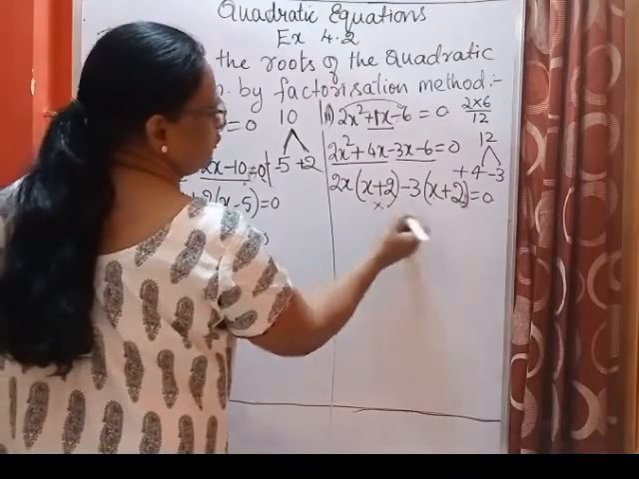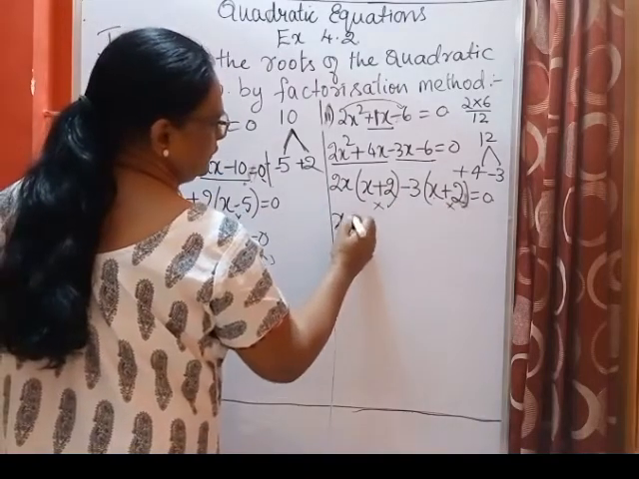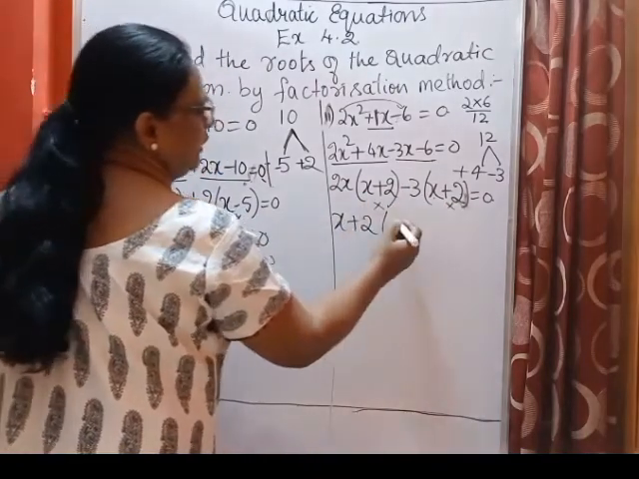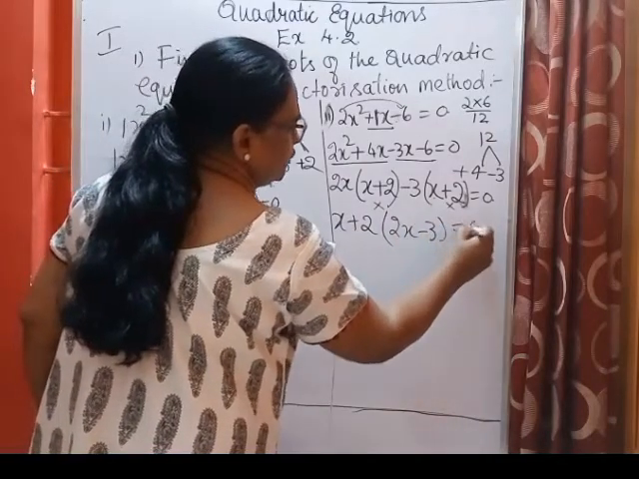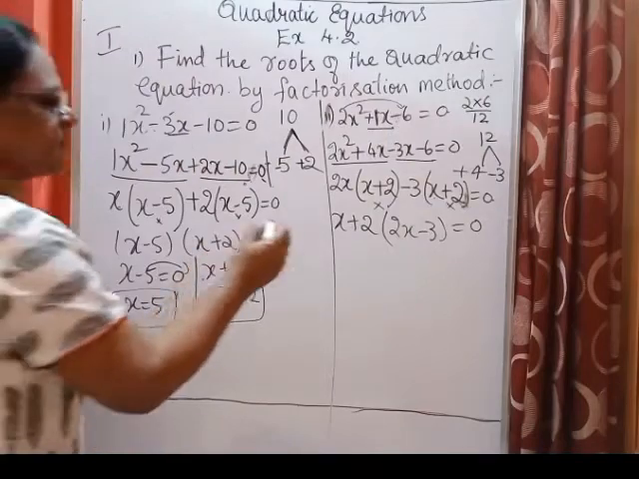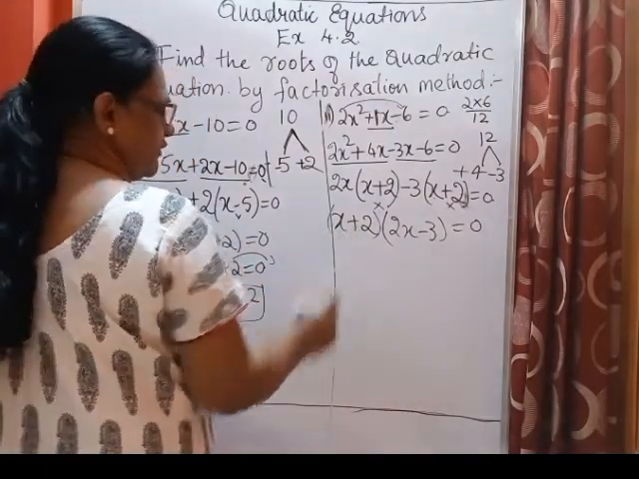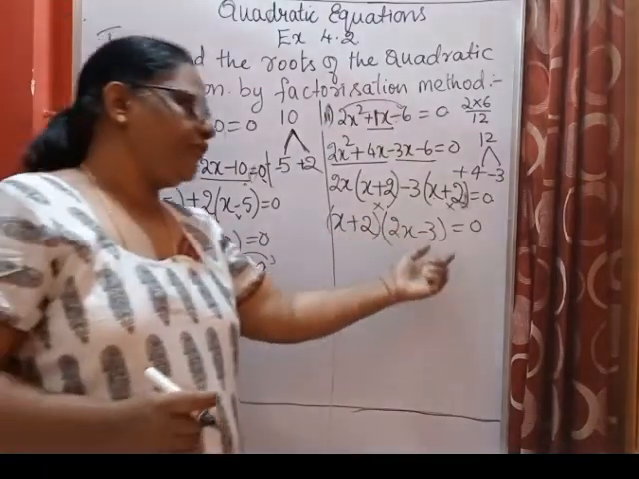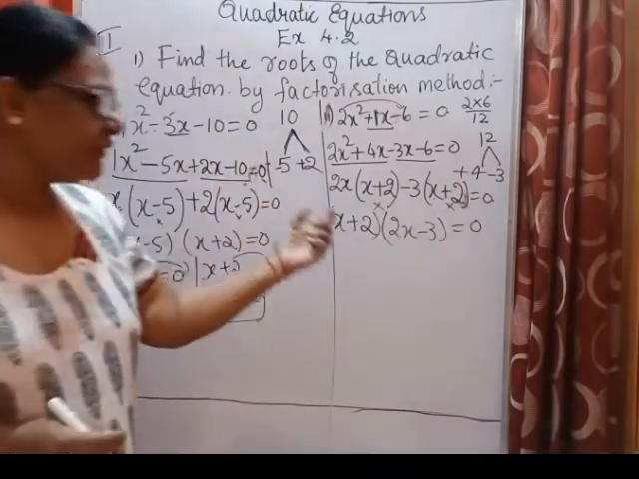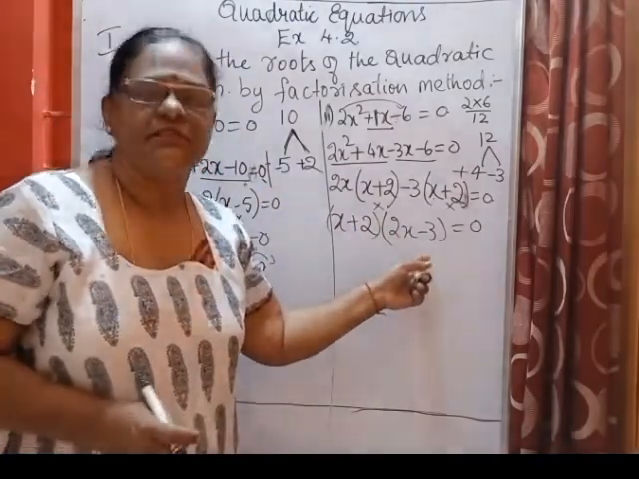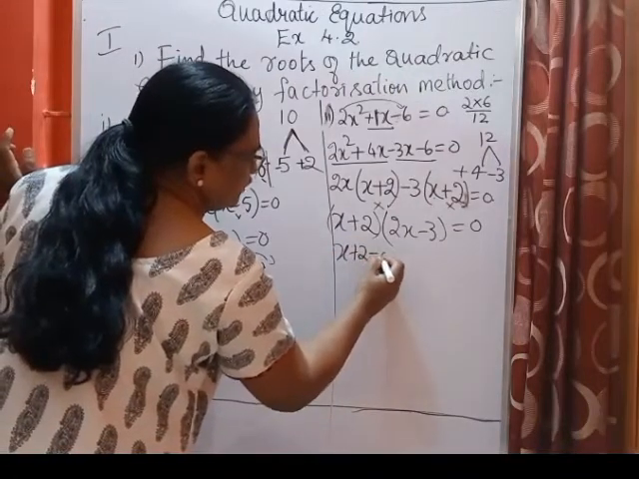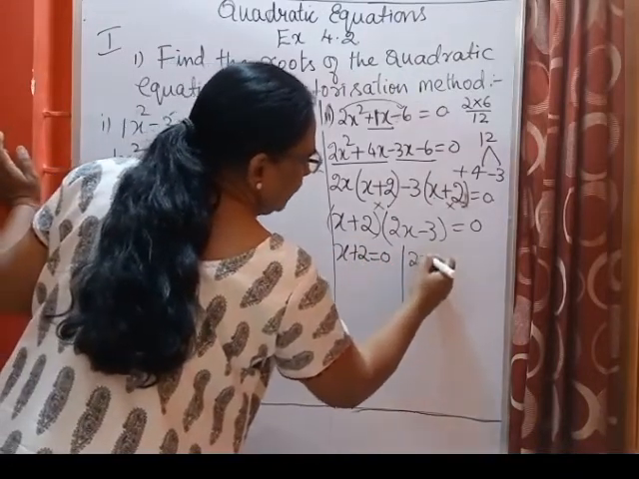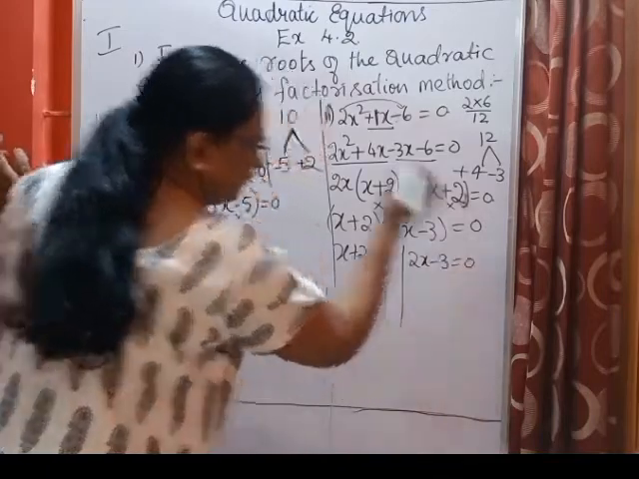Now here x plus 2 is common. Remaining here is 2x, here minus 3 is equal to 0. Next, you got two factors. I told you this into this is equal to 0. Either this should be 0 or this should be 0. Let me equate it to 0. x plus 2 is equal to 0. 2x minus 3 is equal to 0.